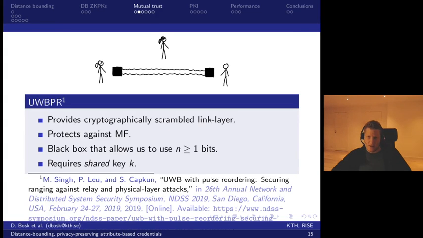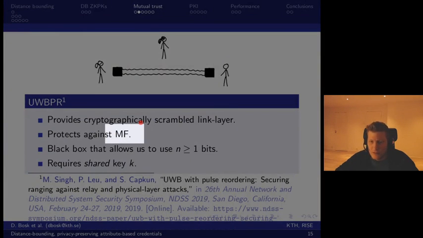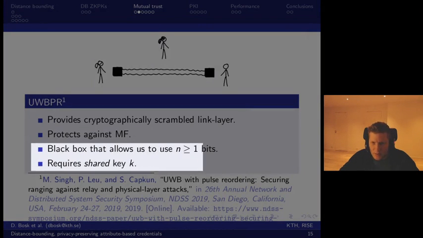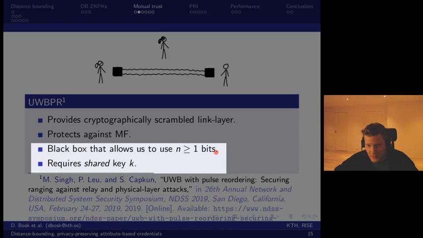However, what they do is that they cryptographically scramble these symbols, so to speak, and thus they make this attack unusable. So what they actually do is they protect against mafia fraud on the physical layer. And the most interesting part is that they allow us to use several bits, so a bit string, in these protocols. Traditionally, until this paper came out in 2019, you had to use 1-bit challenges and 1-bit responses in distance bounding protocols. That was a key limitation of what you could use to design your distance bounding protocol. Thanks to this paper, we no longer have this requirement. However, they do introduce a limitation, which is that you need to share a secret key.